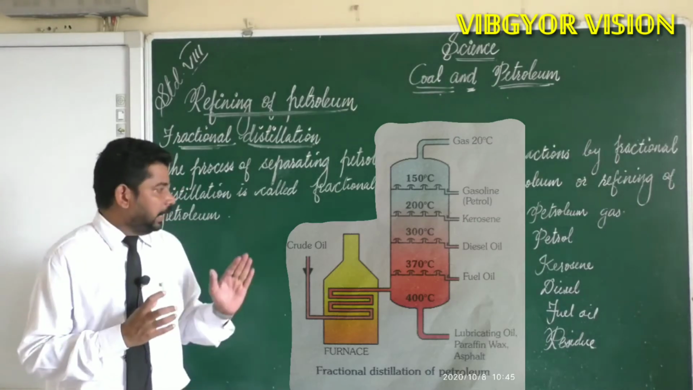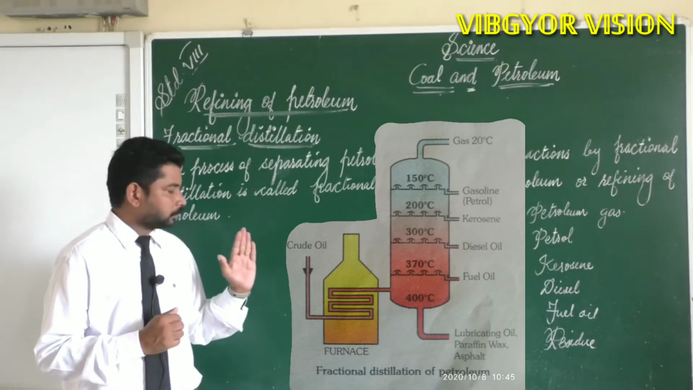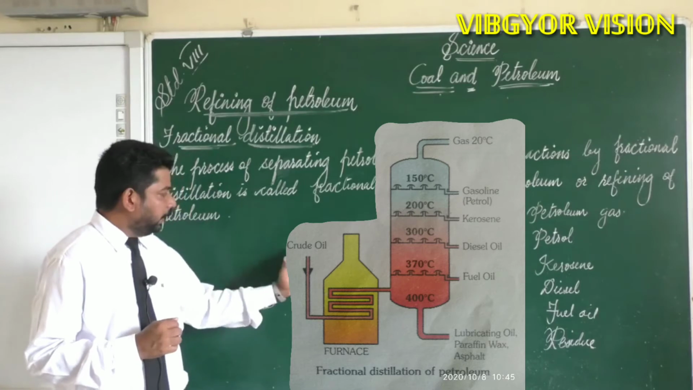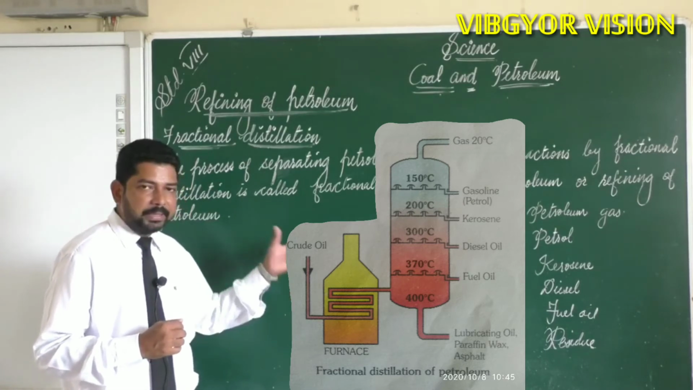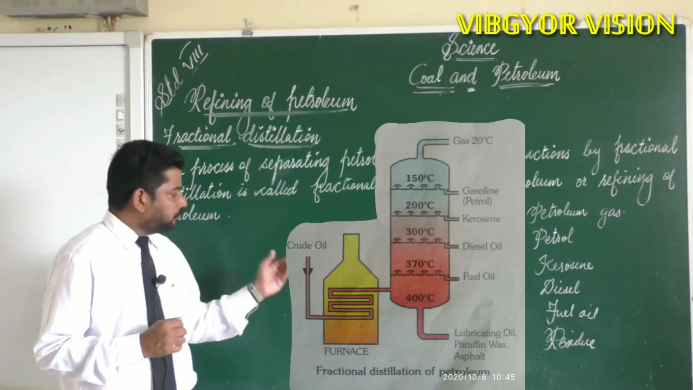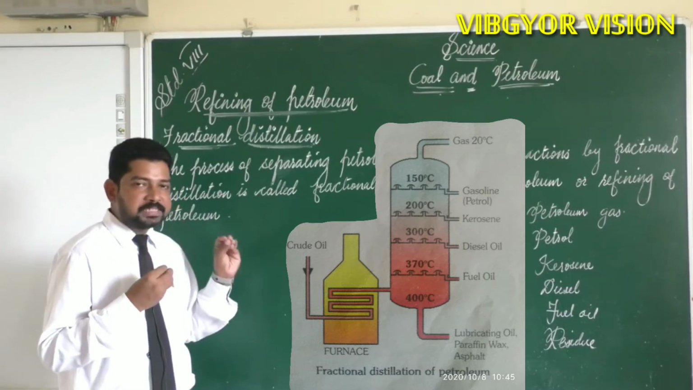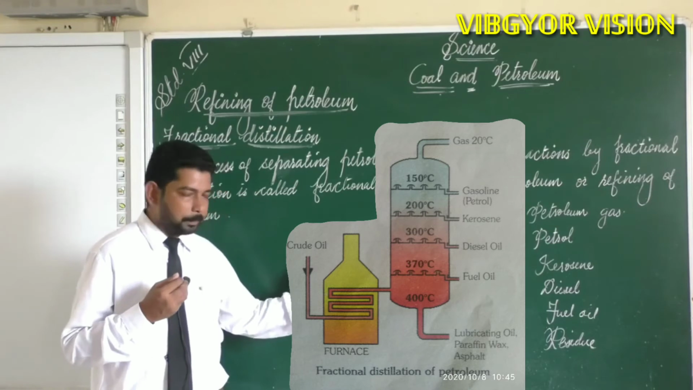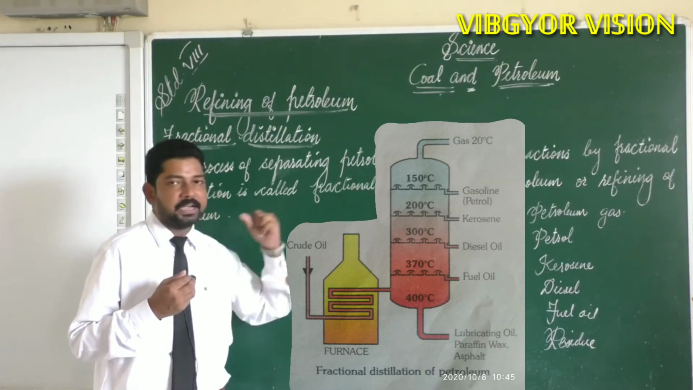So how is it done? A diagram is given here. It is done in a tall fractionating tower. You can see a tall fractionating tower. Here we will add crude oil or petroleum that will be heated at high temperature. And when we heat it at high temperature, easily vaporizing components, which have a low boiling point, go through these pipes easily and go to the upper layer of this fractionating tower.